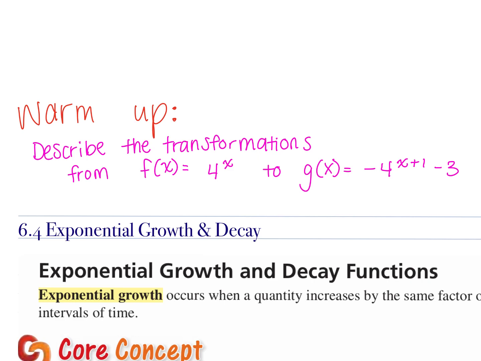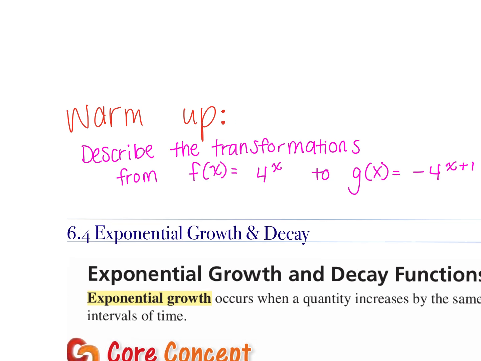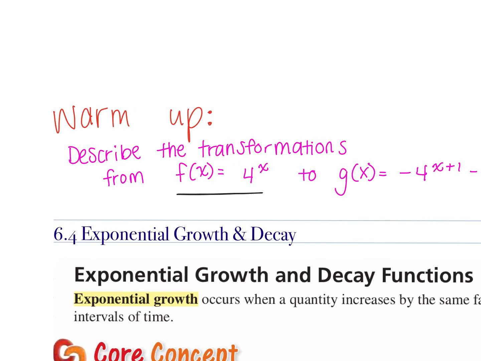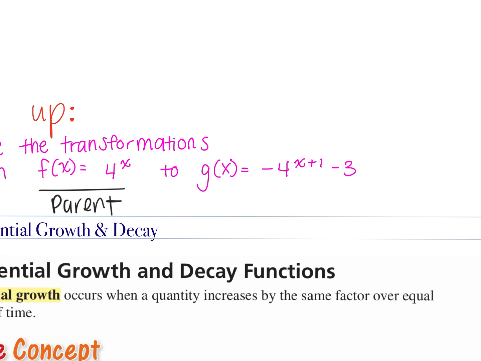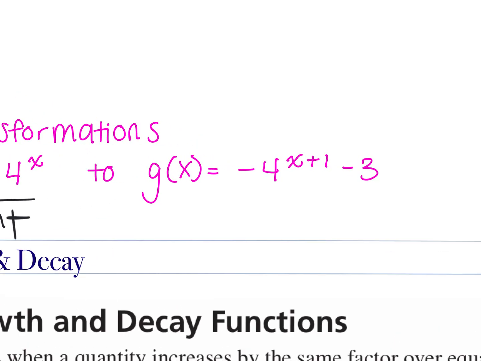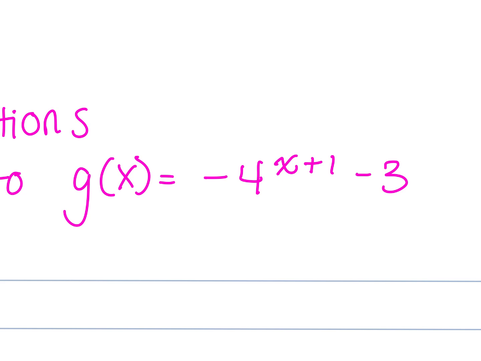Some transformations going on with these two functions, right? What do we call f of x, which is the general function? Do you guys remember what we call it? Parent, okay? Good. So now, everything that happens to f of x, or 4 to the x, is going to be part of our transformations.